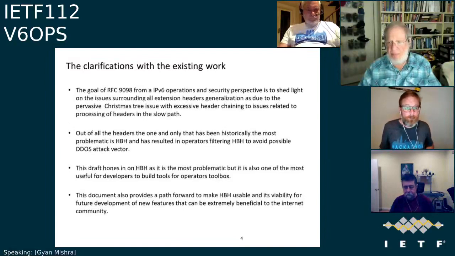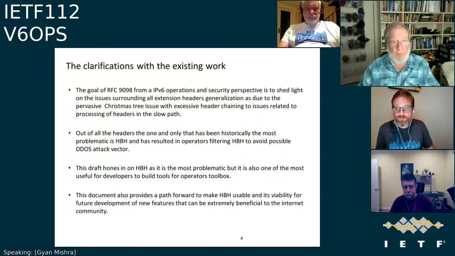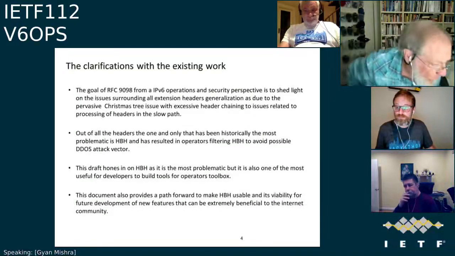So on the mailing list, there were some discussions related to the draft, and really just clarifications. With this draft, there were some comparisons done with the goals of RFC 9098. RFC 9098 is generic, and it talks to all the extension headers, the Christmas tree effect of the extension headers, and the limits on the number of options within each header, especially the HBH and destination option headers, but really talks generically to all extension headers.